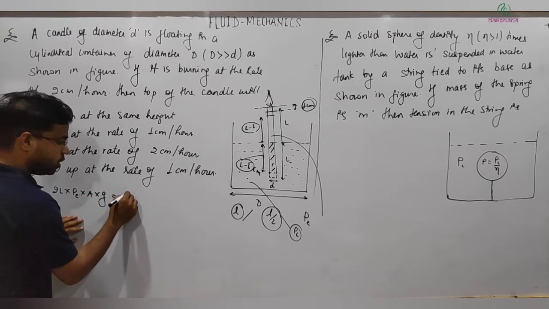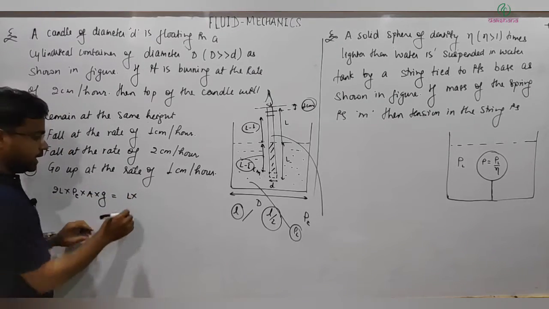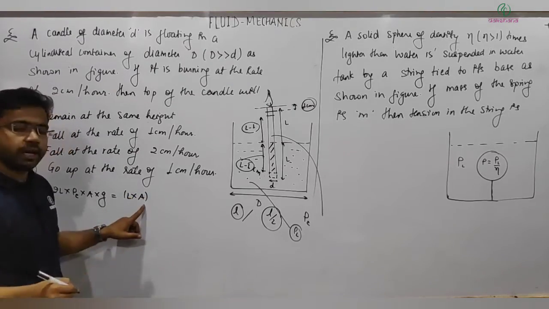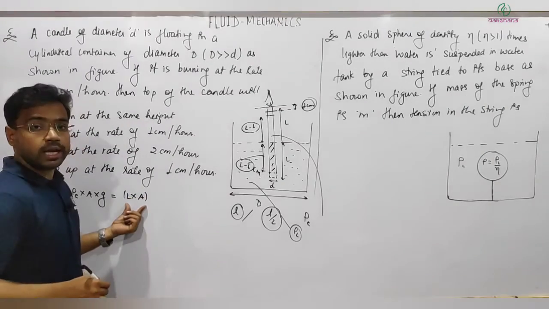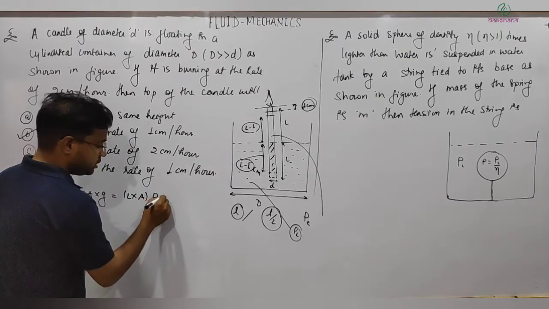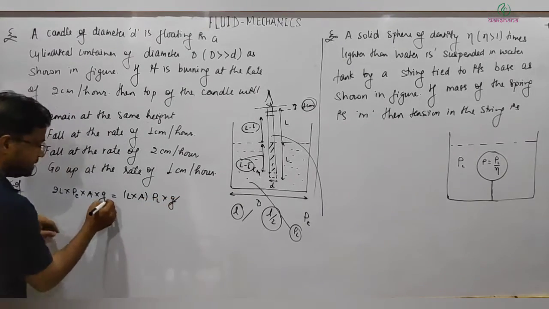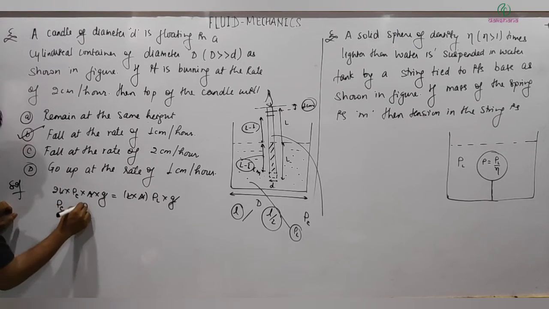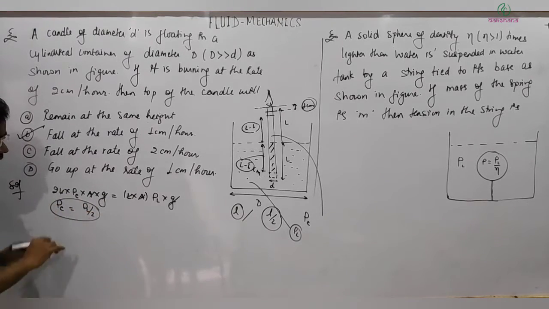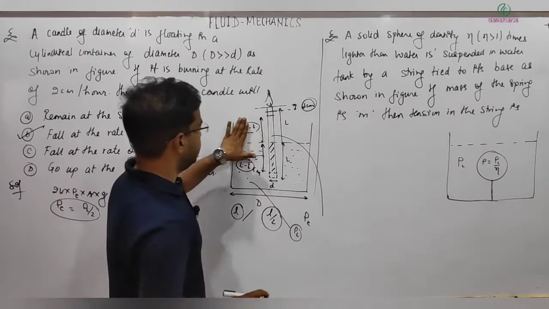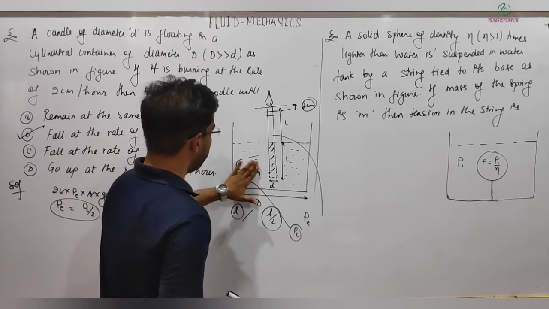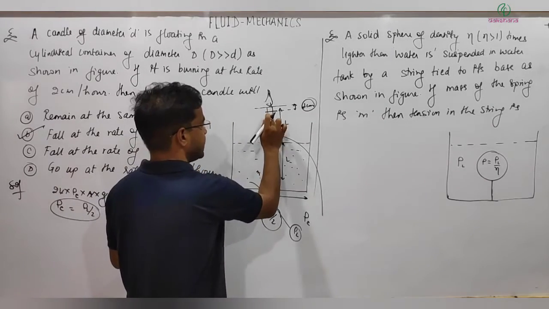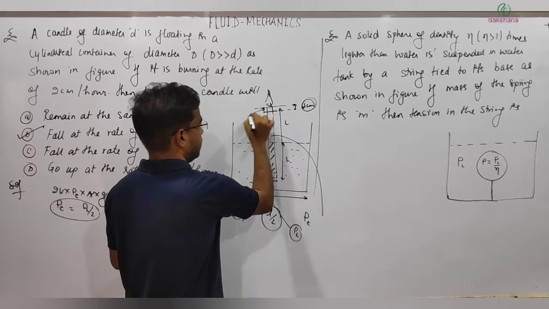This is balanced by only l length, l into A, where A is the area. This is the volume of displaced liquid multiplied by density of liquid into g. Simplifying it, A gets cancelled, and we are getting rho candle is equal to rho liquid by 2. Okay, and let me consider after some time X length has burned.